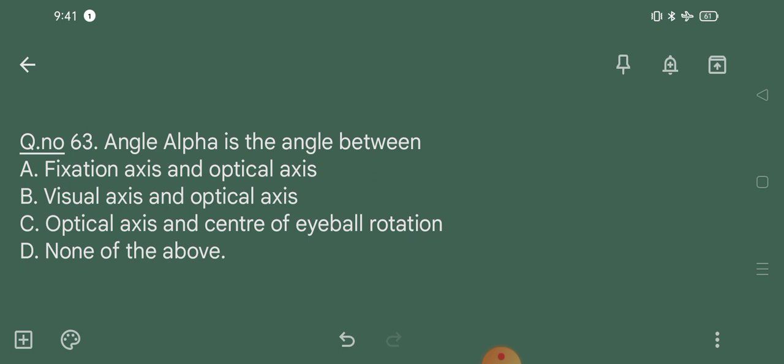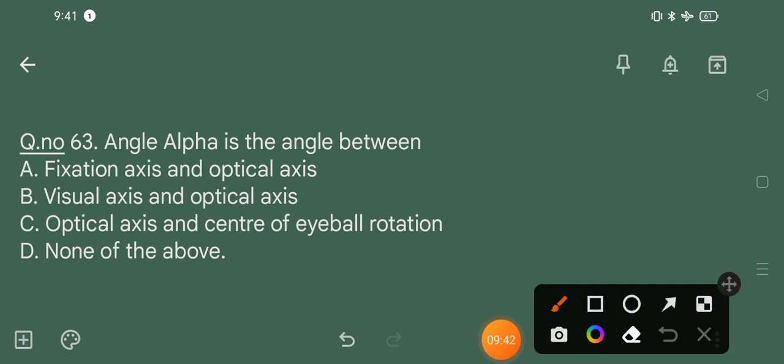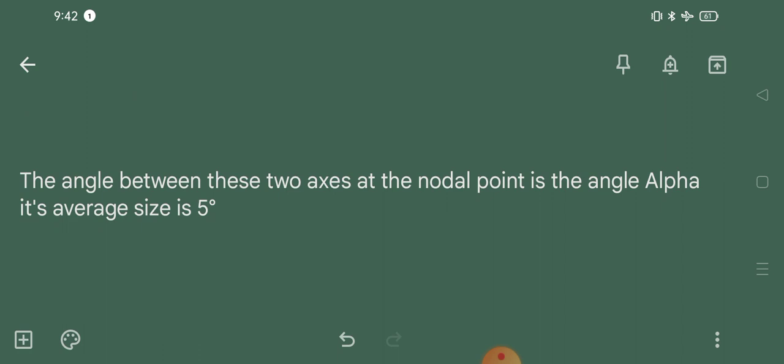Angle alpha is the angle between option A, fixation axis and optical axis, option B, visual axis and optical axis, option C, optical axis and center of eyeball rotation, option D, none of the above. The correct option is option B, that is visual axis and optical axis. The angle between these two axes at the nodal point is the angle alpha. Its average size is 5 degrees.